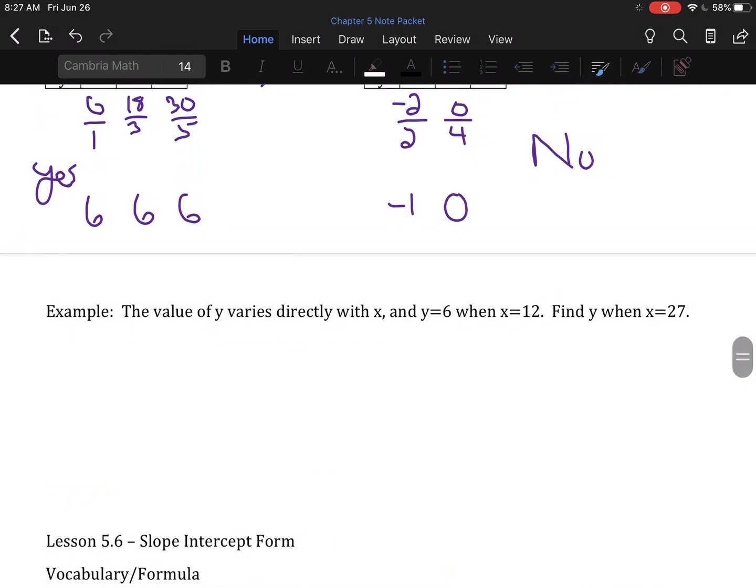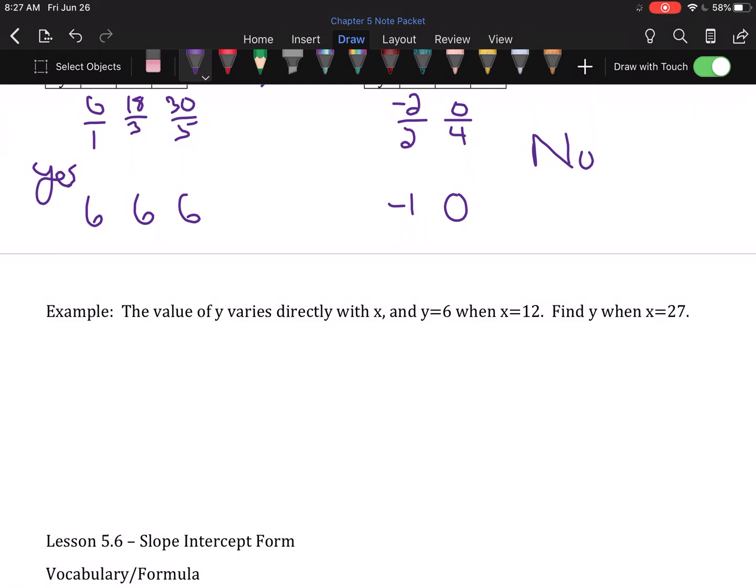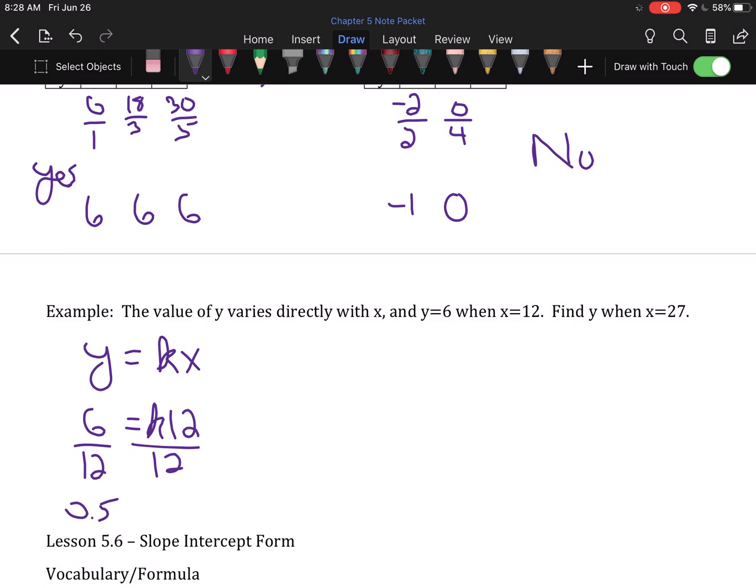Last example, the value of y varies directly with x, and y equals 6 when x equals 12. Find y when x is 27. Okay, so this relies on the fact that this equation exists, y equals kx. And the beginning of this, the value of y varies directly with x, is just telling us this equation is true. We know that y is 6 when x is 12. Well, okay, if I know that, then I can divide both sides by 12 and find out that 1/2 is k. K has to be 1/2. So y is 1/2 of x.